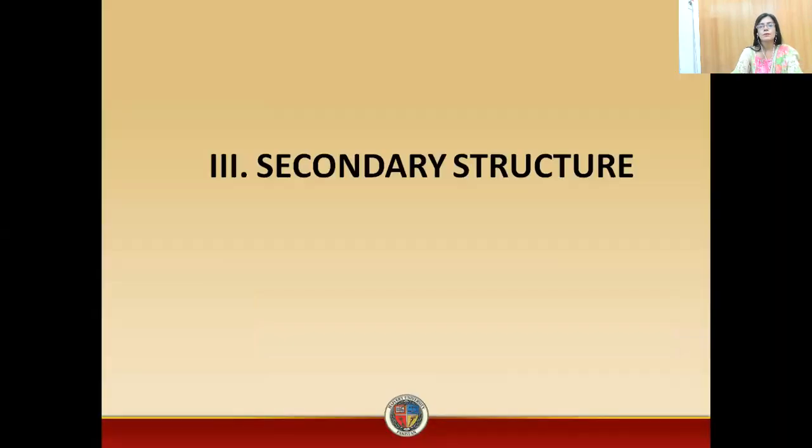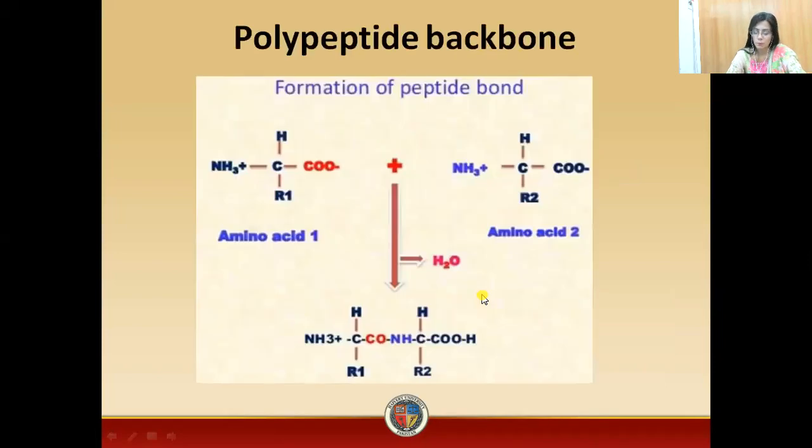Now students, we will discuss secondary structures of the proteins. We have already discussed that whenever two amino acids unite with one another, a bond forms, which we call a peptide bond. During the formation of this peptide bond, a water molecule is released. There is also involvement of a chain, the polypeptide backbone.